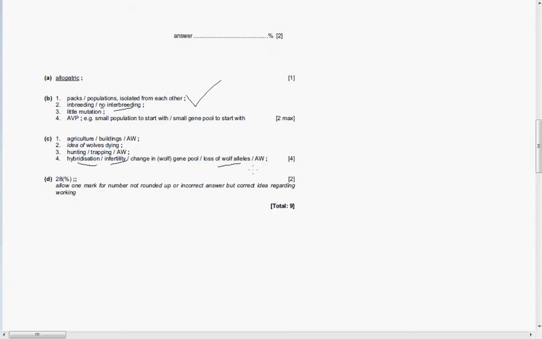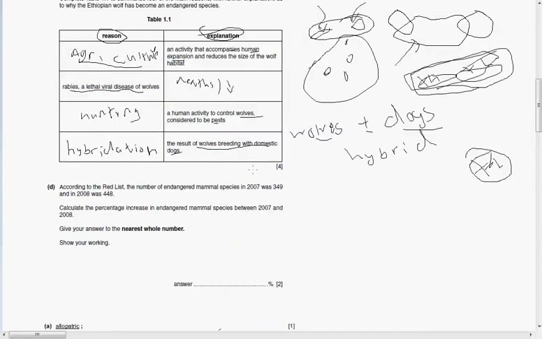And this was the loss of wolf alleles. They can also be the result of breeding with domestic dogs. Alleles of wolves can be lost. Why? Because some of the alleles of dogs can be dominant, and so they will pass on, and the alleles of wolves will go away. So in order to preserve these wolves, we need to prevent them from interbreeding with dogs, right?